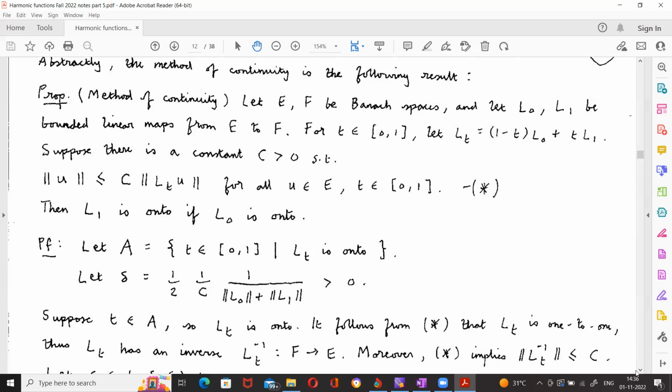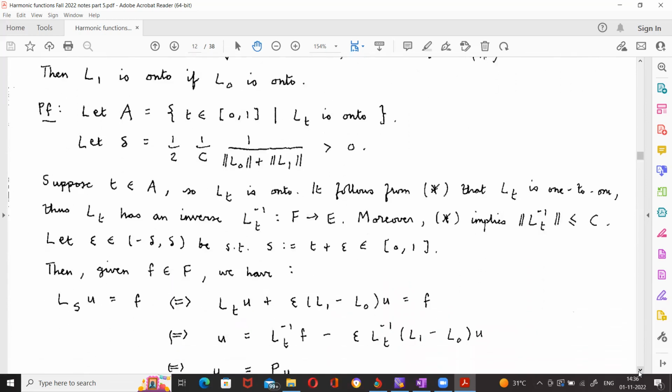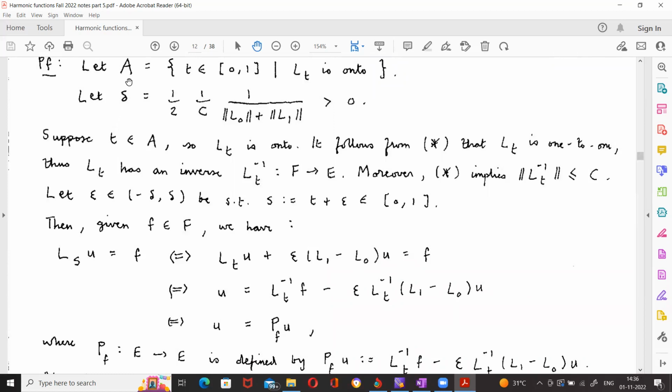What we want to show is that this set A is open and closed. We're already assuming it's non-empty. Then it will be all of the interval [0, 1] by connectedness, and so 1 will belong to this set, and that means that L1 will be onto. So first we'll show that this set A is open. Suppose some T belongs to A, that means LT is onto. Then we want to show that for S close to T, LS is also onto.